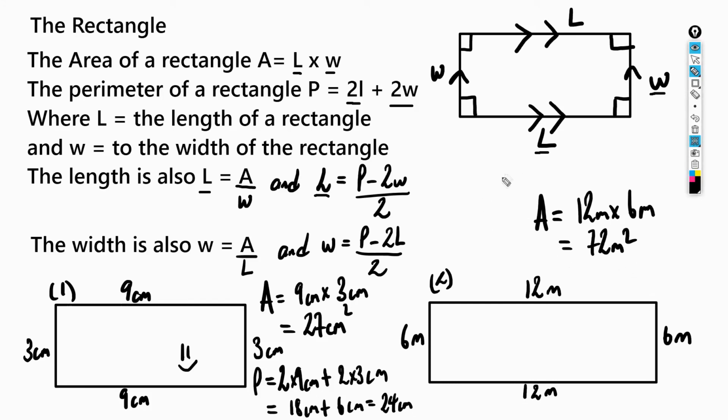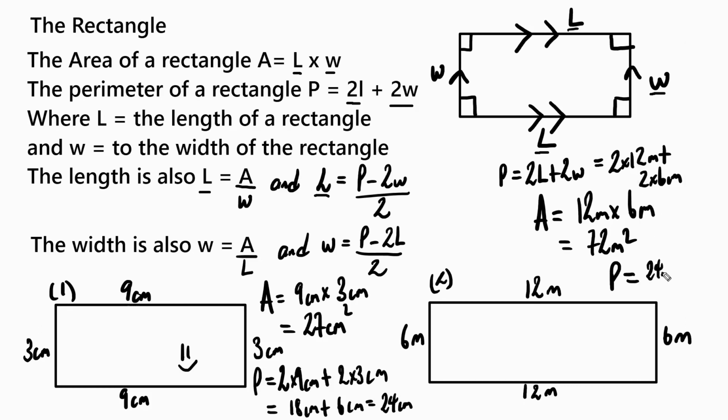And for the perimeter, let's work out the perimeter up here. It should be 2L plus 2W, right? 2 lengths and 2 widths, right? So we're going to end up with 2 times 12 meters plus 2 times 6 meters. Okay, so your perimeter, let's write the P down here. Your perimeter is going to be 24 meters plus 12 meters. So this is actually going to be equal to 36 meters.